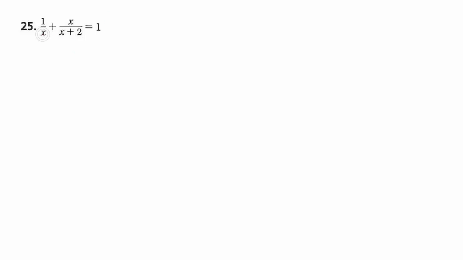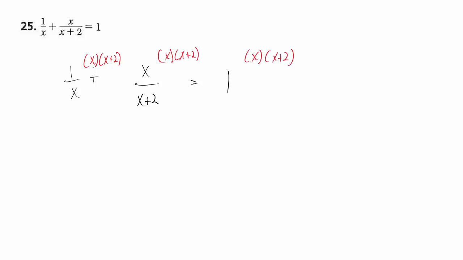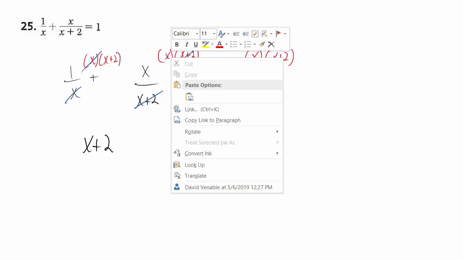For number 25, this is the last rational equation we'll solve. You can see that the common denominator is just the combination of the two denominators that we have there. So I'm going to write this all out. I'm going to multiply each piece of this by both denominators, right? And so here the x is reduced, here the x plus 2 cancels out, simplifies. So we get 1 times x plus 2, which is just x plus 2.